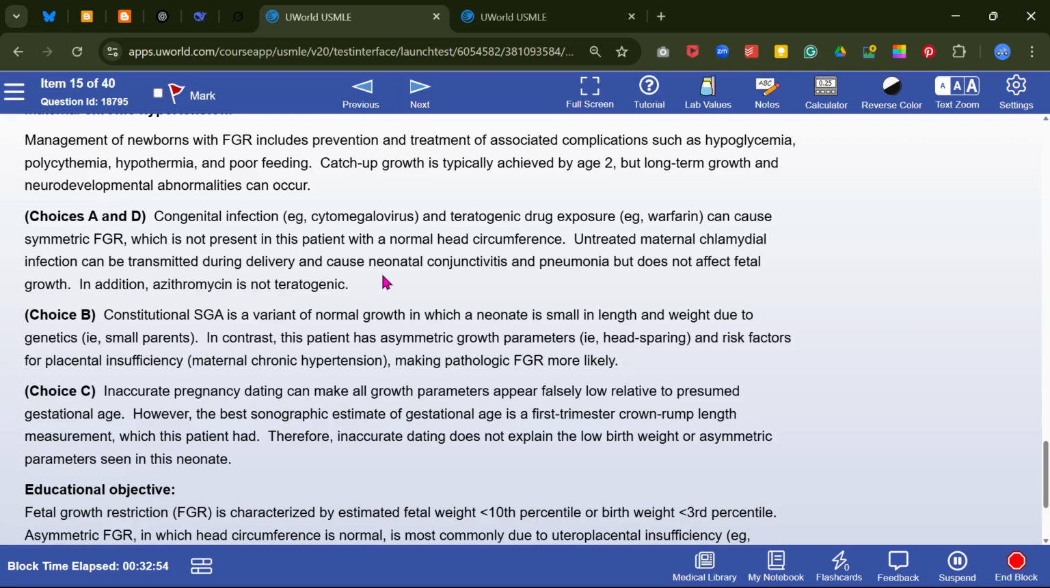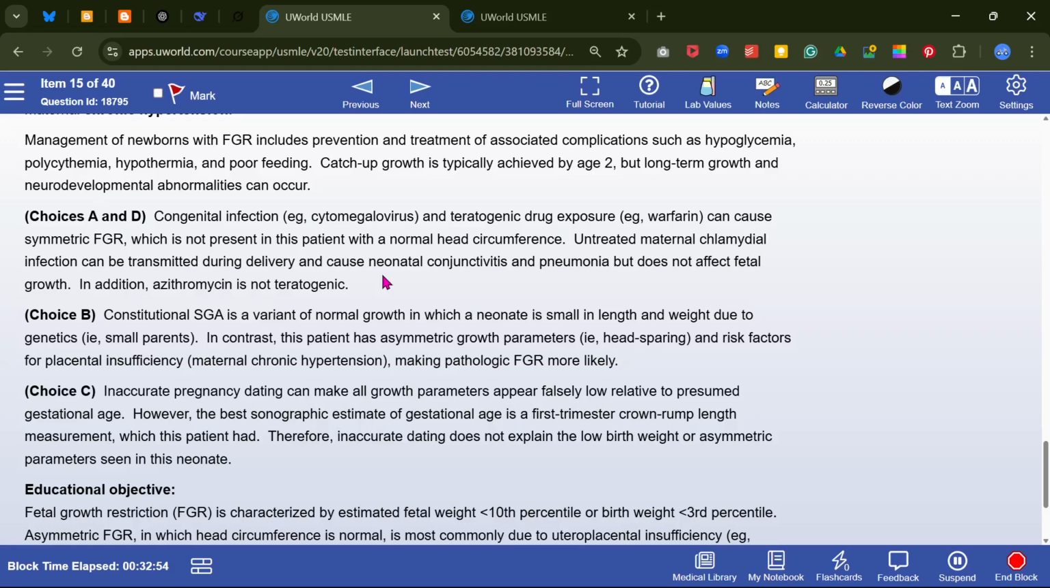Inaccurate pregnancy dating can make all growth parameters appear falsely low relative to presumed gestational age. However, the best sonographic estimate of gestational age is a first trimester crown rump length measurement, which this patient had.